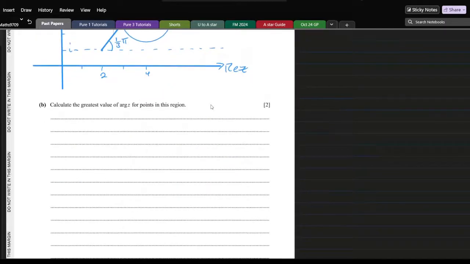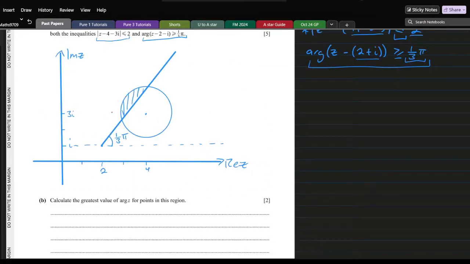Part B, calculate the greatest value of arg z for points in this region. The greatest value of arg z for points in the shaded region will come from that point over here going to our origin, right? And so the angle that we're looking for is this angle, and I'll call it angle theta, right? We want theta. But we're not going to find theta directly, we're actually going to split it into two smaller angles. So we're going to draw two smaller triangles that will help us evaluate theta.